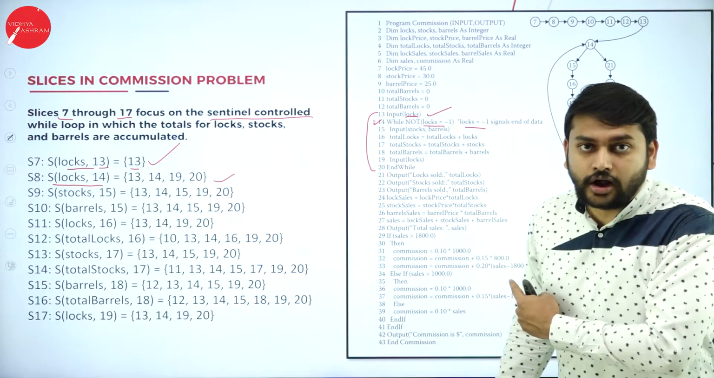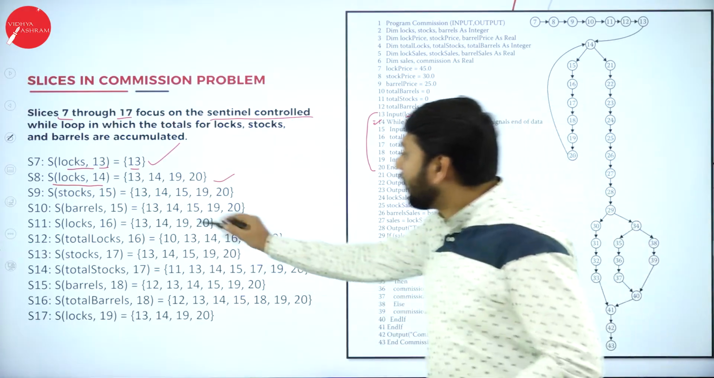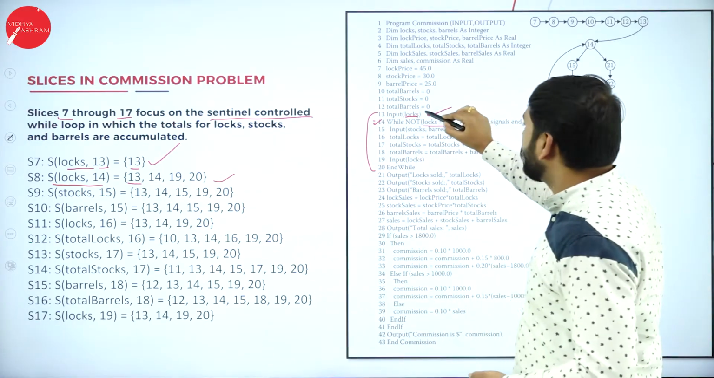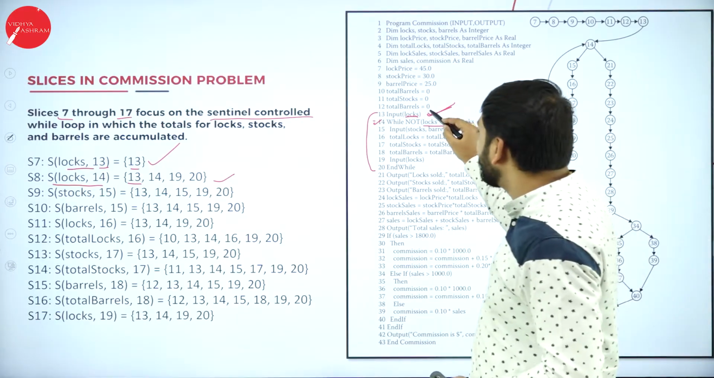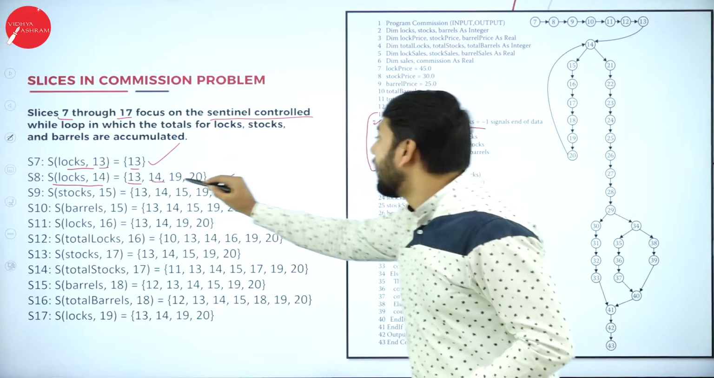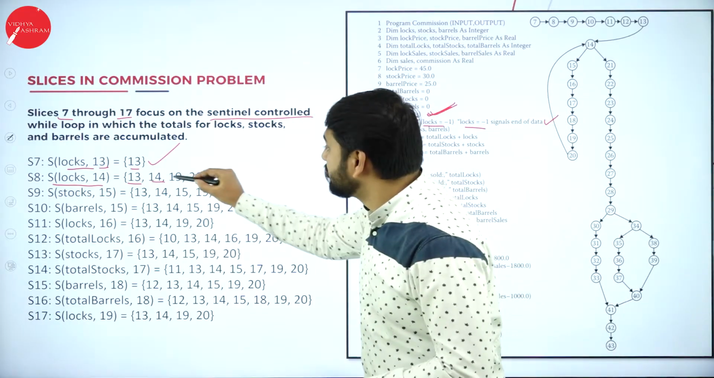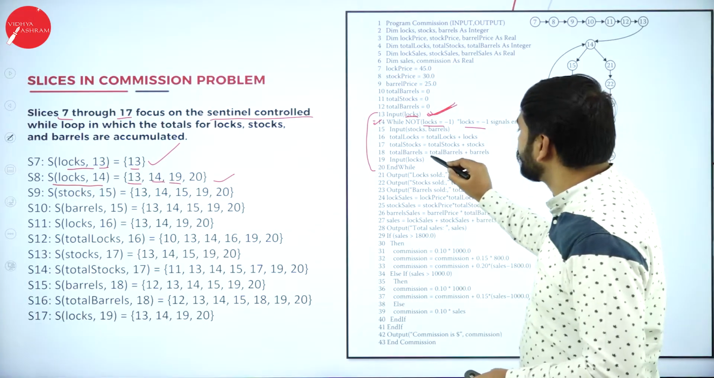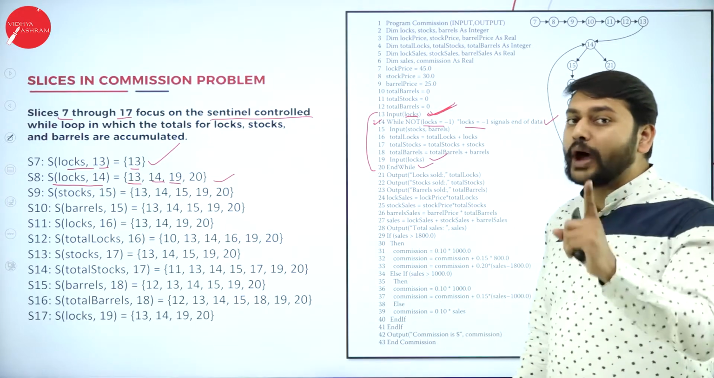For this log, I have the dependency with line number 13. So I will be starting my path from line number 13, followed by line number 14. Then after that, please observe, I have line number 19, and I have line number 20. So this is one path.